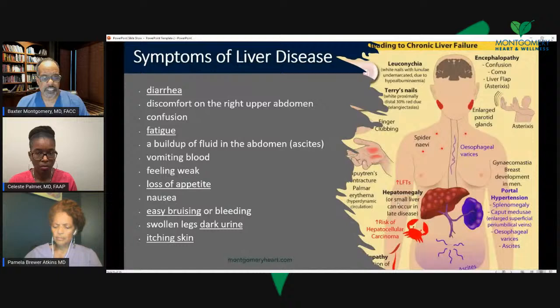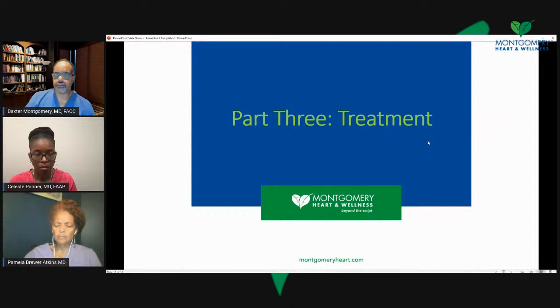Hepatomegaly means enlarged liver. Because there's portal hypertension, the spleen gets large, and with hormonal imbalances you get breast tissue in men. And so there's a large number of problems that you develop. And then encephalopathy, as I mentioned: confusion, coma, the liver flap, ataxia. So this is a huge problem, especially when it gets to advanced stages, and it's a problem that we often have.